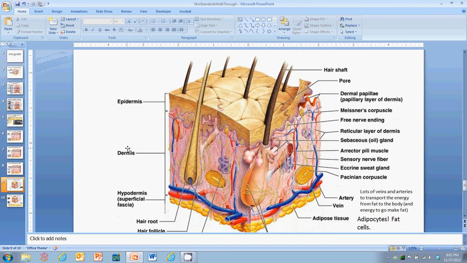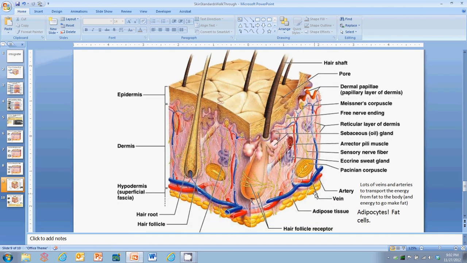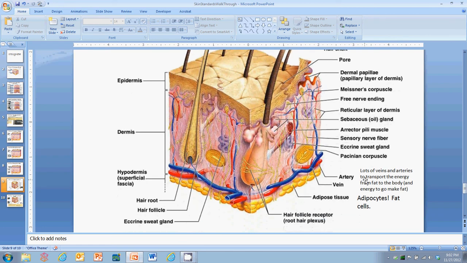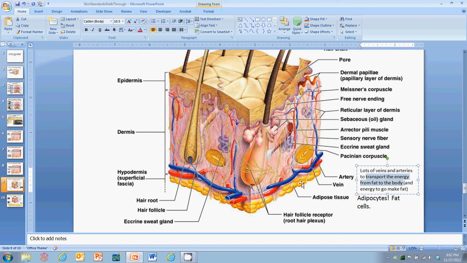What is the hypodermis made of? Adipose tissue, adipocytes, and arteries and veins. Why do I have that? I need arteries and veins because I want to transport the energy from fat to the body, right? I have fat in these fat cells. I'm going to pass it to the blood so it can shoot off to the rest of the body. And I need to get energy to my fat cells. Without this, I would give off my energy and it would take a million years to get to the rest of my body. So I need the blood vessels to make that process go really quick.